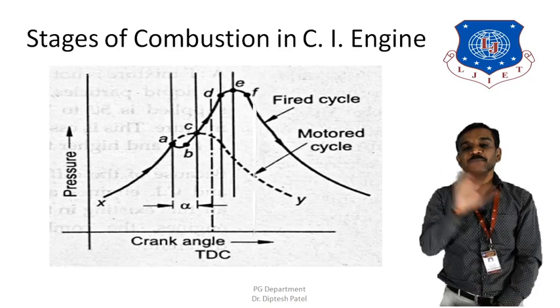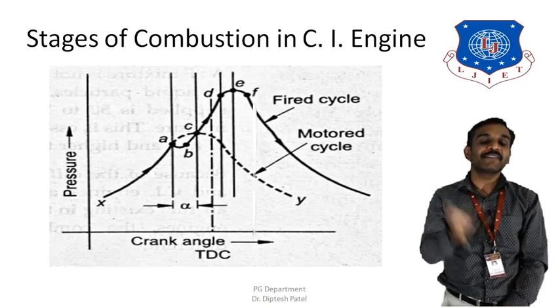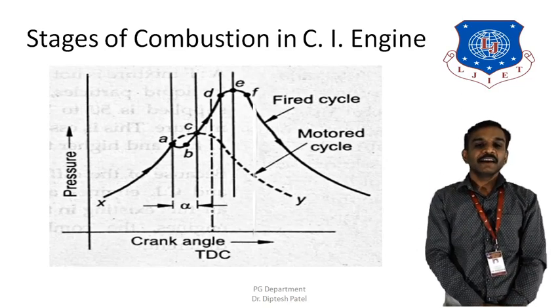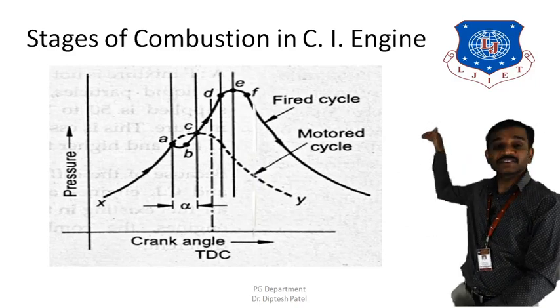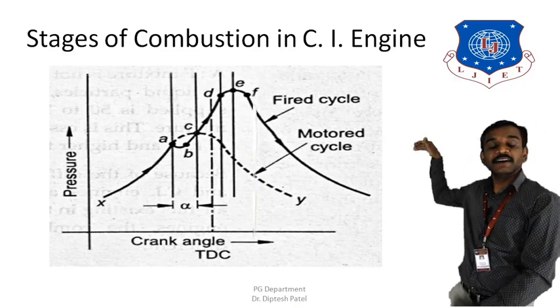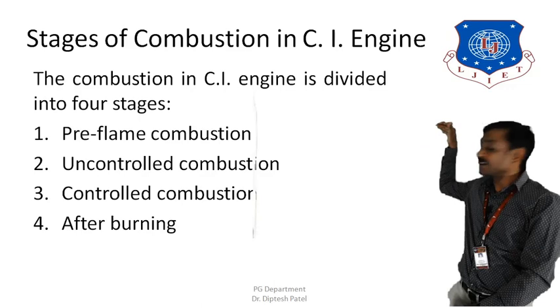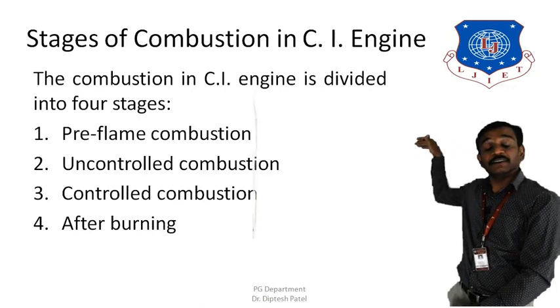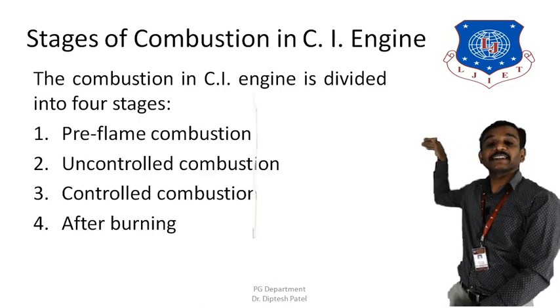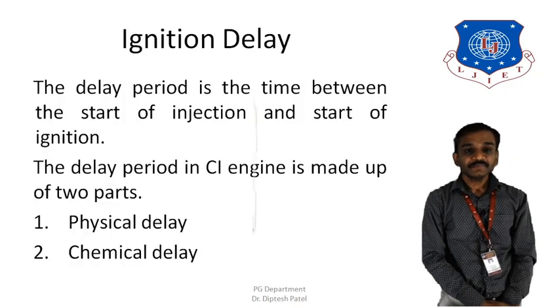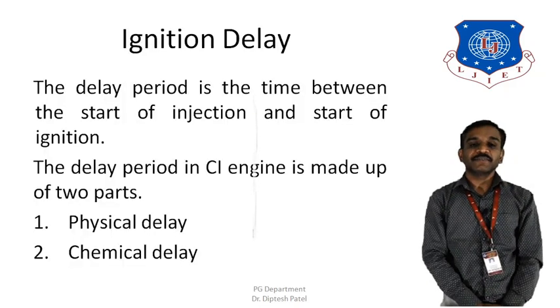So basically afterburning has nothing to do with the overall power gain in the combustion chamber. So these are the four different stages of combustion in a CI engine: pre-flame combustion, then uncontrolled combustion, then controlled combustion, and the afterburning. So these are the different stages.